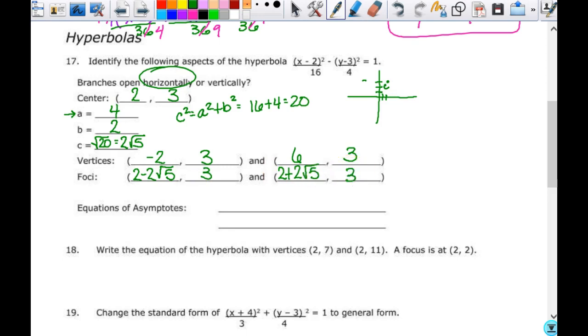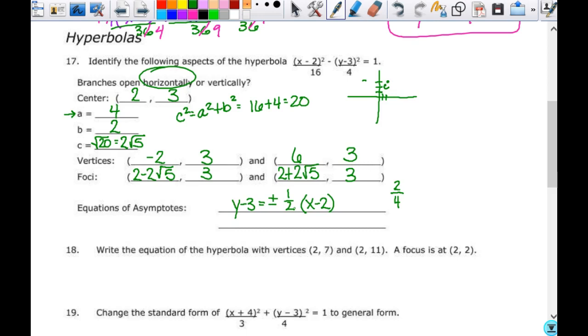Equations of asymptotes, there's 2 lines, but we can write them all in one. Remember that you take the y term, whatever it is, in this case it is y minus 3, that's equal to plus or minus, and we'll fill that in just a second, times the x term, which is x minus 2. So your slope is always either a over b or b over a. So this a is your horizontal, b is your vertical, and so it's always rise over run, so it's b over a, and b is 2 over a, which is 4, and that reduces to 1/2. And we just took care of both of them in one line.